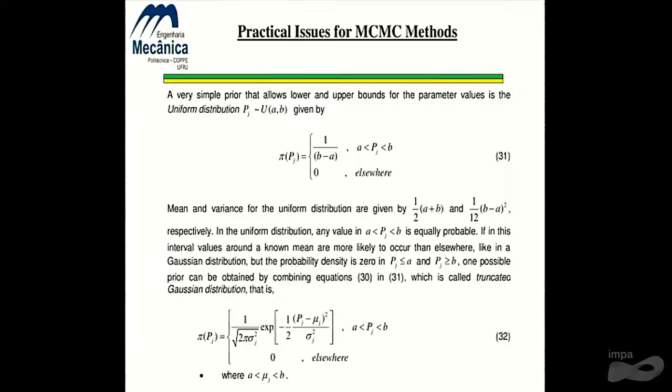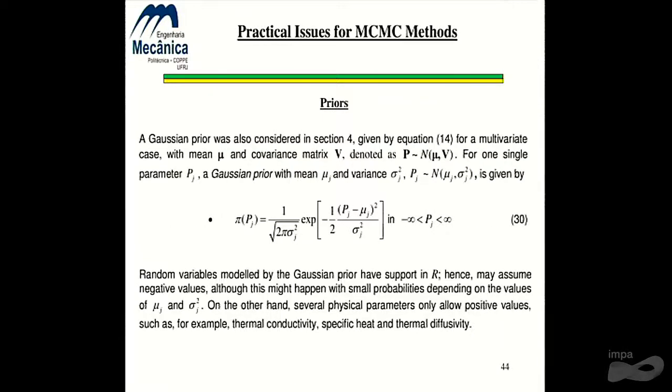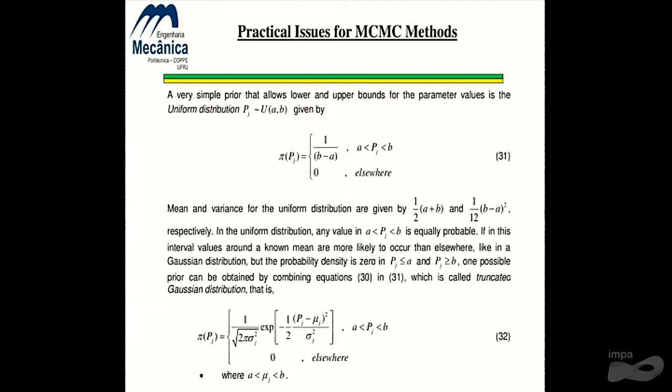On the other hand, you might want to favor some value inside this interval. So, for example, you can combine the Gaussian with the uniform. Let's say that inside the interval between A and B you have a Gaussian distribution, and then you favor the mean mu, of course depending on the value of sigma j, and let's say that this is 0 elsewhere.